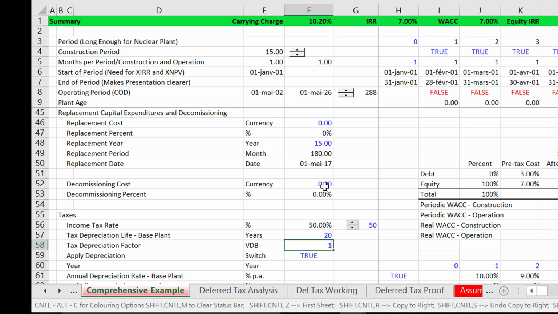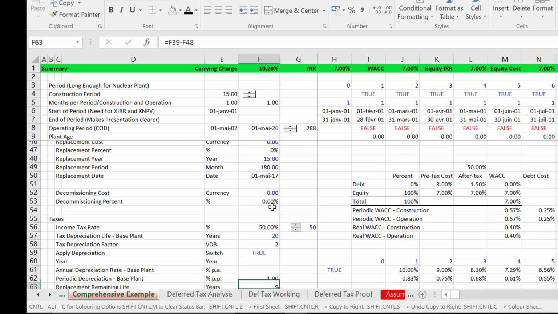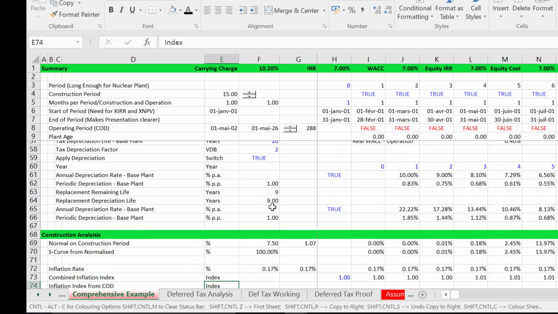And we can put this: 1 gives you straight line, 2 gives you double declining balance. That's this VDB thing. Okay, and then let's just walk through.